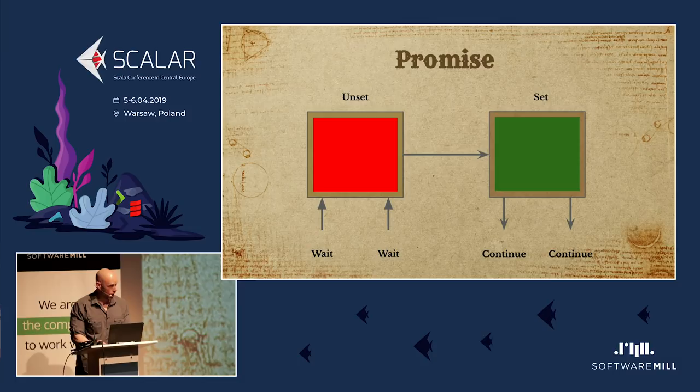A promise is another classic concurrent data structure. You can think of a promise as an asynchronous variable that you can set exactly once. When it's unset, a bunch of threads can wait on its value. And as soon as someone sets it, those threads continue with whatever that value was. This is called Deferred in Cats Effect. It's called Promise in ZIO. It's called Promise in Scala's standard library. These things are everywhere out there. They're a basic building block of concurrent systems.